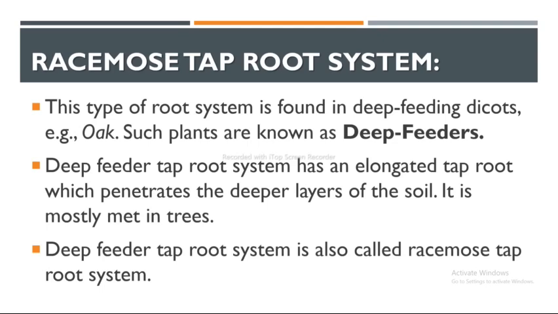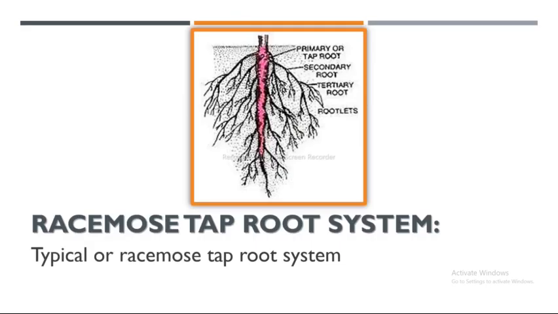So the deep feeder taproot system has an elongated taproot which penetrates the deep layers of the soil. It is mostly met in trees. So the deep feeder taproot system is also called the racemose taproot system. So this is the racemose taproot system. This is the primary root, or taproot, which branches off to produce secondary roots, and secondary roots give rise to the tertiary roots, and these are rootlets, as shown in the figure.